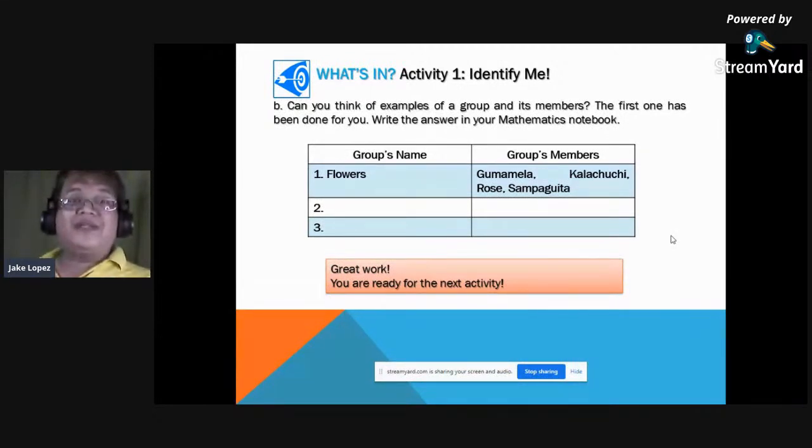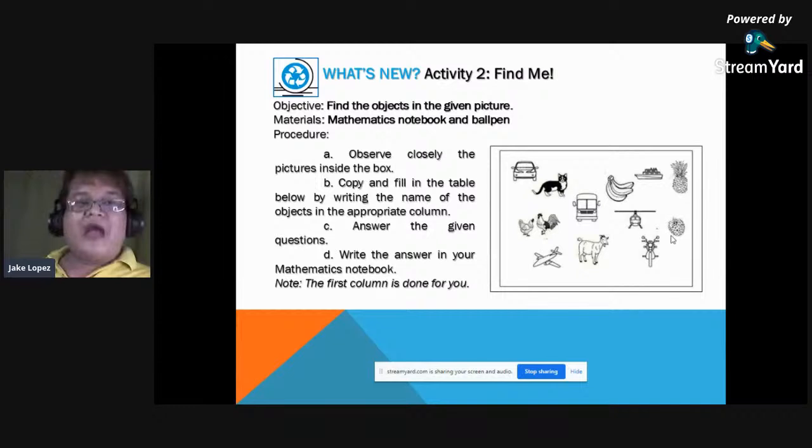So I need you to write in your notebooks for number two and number three group. That's very easy. There are a lot of groups that you can think of. All right, let's proceed. Our activity number two: find the objects in the given picture. If you look closely at the picture in the box, there are 2, 4, 6, 8, 10, 12 objects or 12 images that you can see inside.